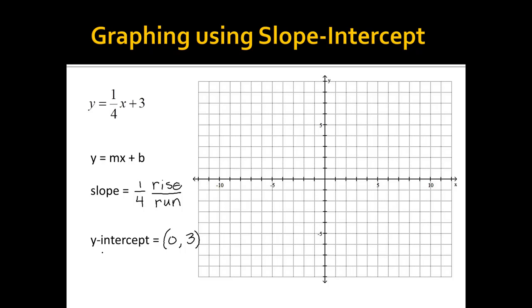When we graph, we have to start with the y-intercept because that's a point on the line. So we always start with that. The slope then tells us how to get from that point to another one. So we put a point on 3 on the y-axis. From there we rise 1, run 4, and put another point. If we wanted to get a third point, we could. We could just rise 1, run 4 again. Sometimes that helps you draw a more accurate line.